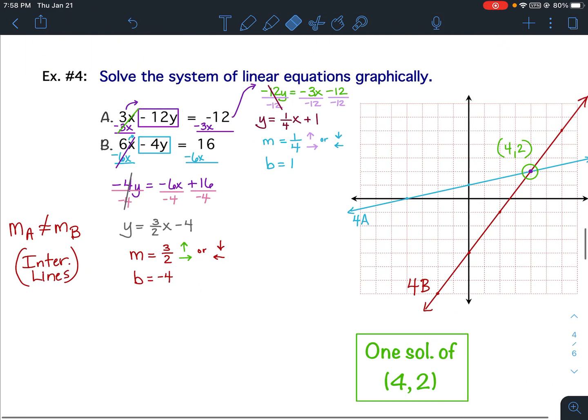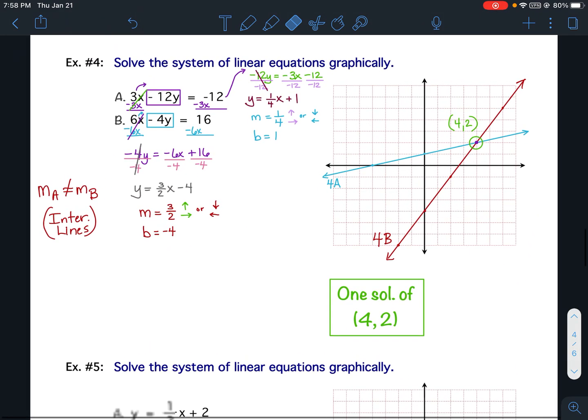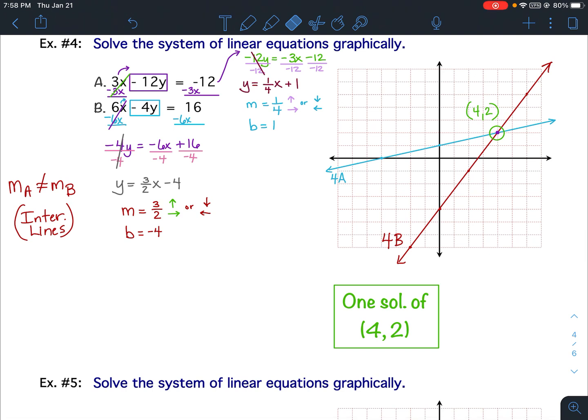So take a moment, pause your video, make sure you have everything written down. If you have any questions on example 4, please do not hesitate to ask.